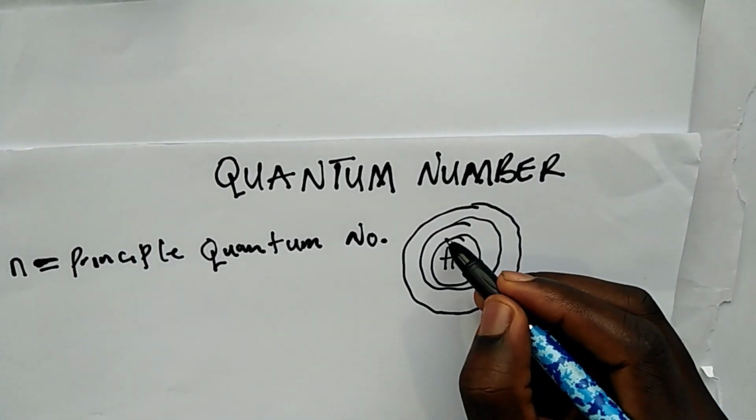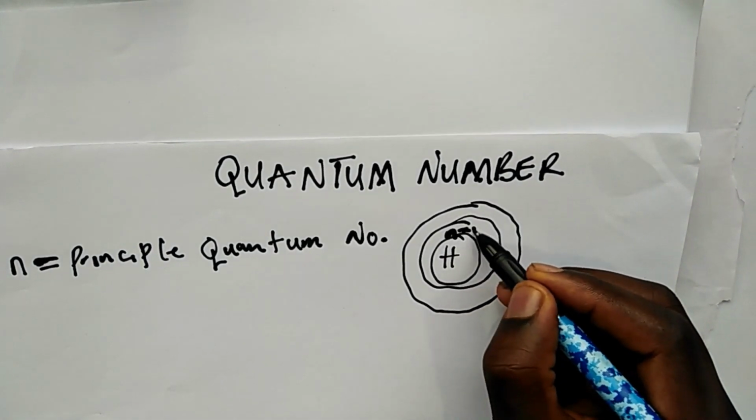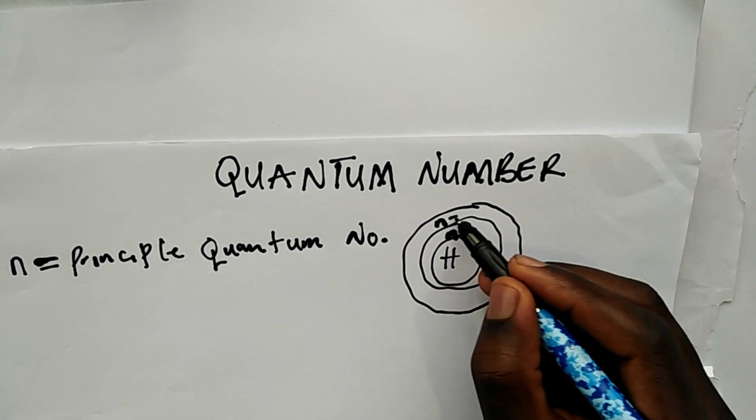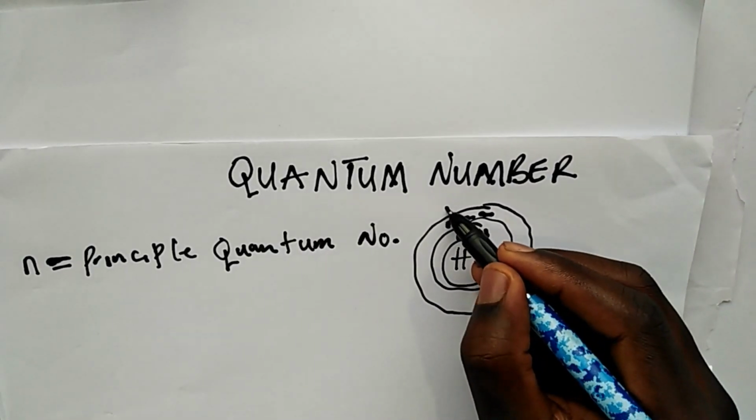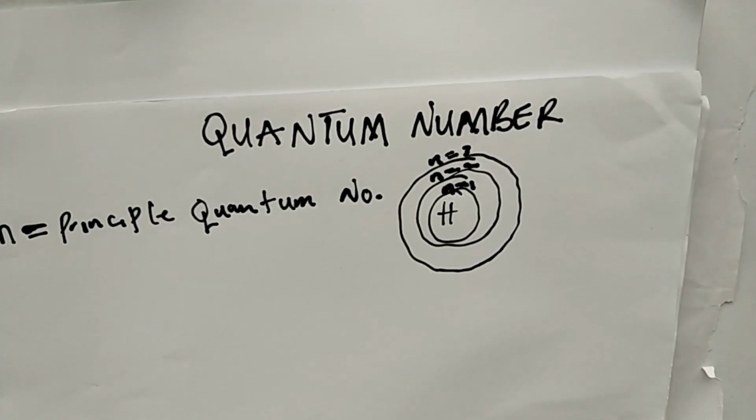Now for the first energy level, N, which is the symbol of the principal quantum number, N is equal to 1. The second energy level, N is equal to 2. The third energy level, N is equal to 3. So these are the 3 energy levels.